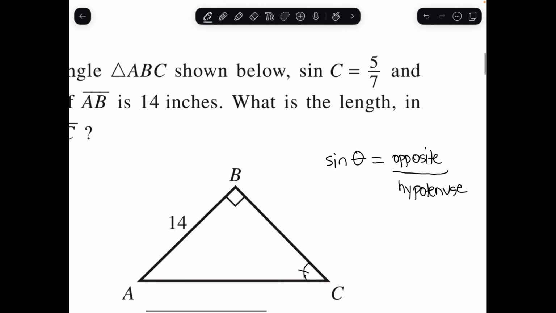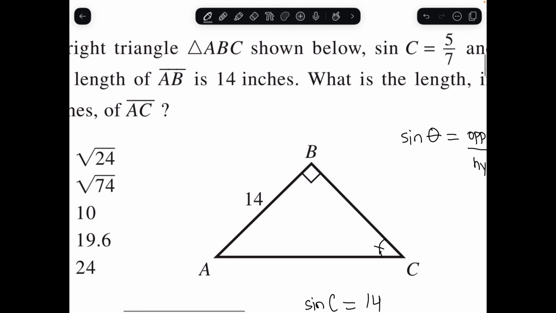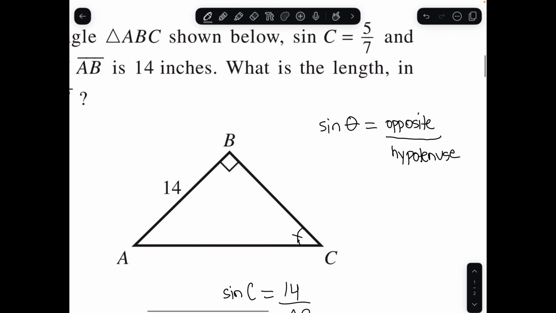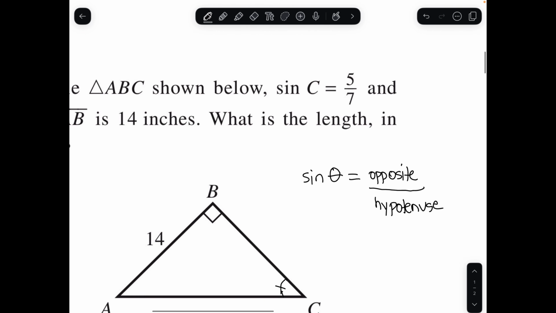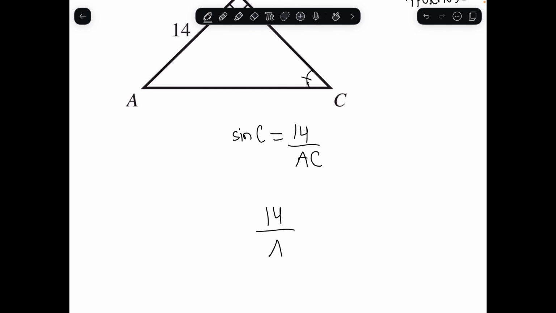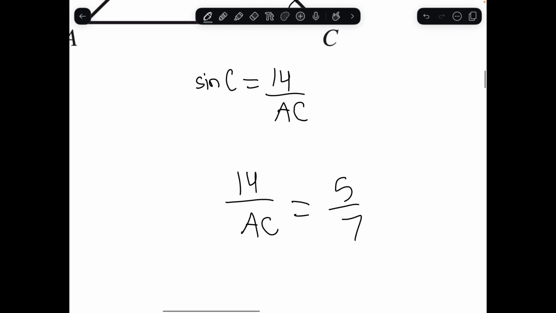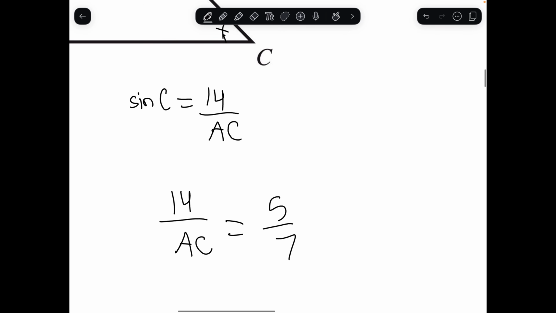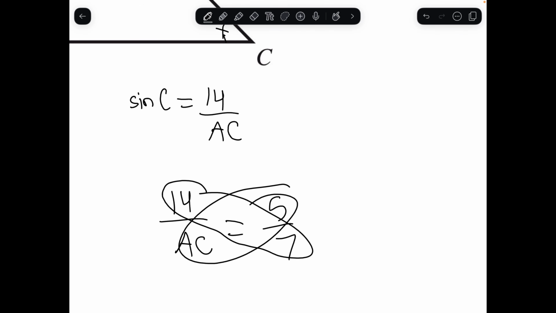So we know that sine C equals 14 over AC, and also the problem tells us that sine C equals 5/7. If we're trying to figure out the length in inches of AC, we can set 14 over AC equal to 5/7, right? Because both of these equal sine C. And now we can just cross multiply to solve for AC. So it's going to be 14 times 7 equals 5 times AC.